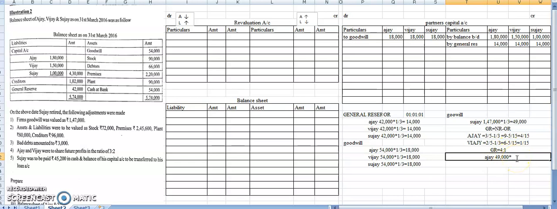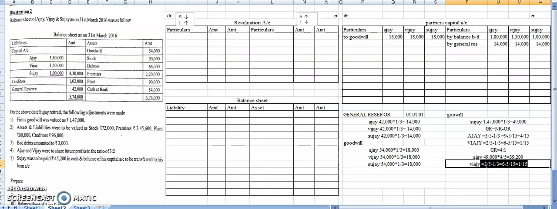So it is 4 upon the total, that is 5, and the answer comes to 39,200. Then the same way I'll calculate it for Vijay.